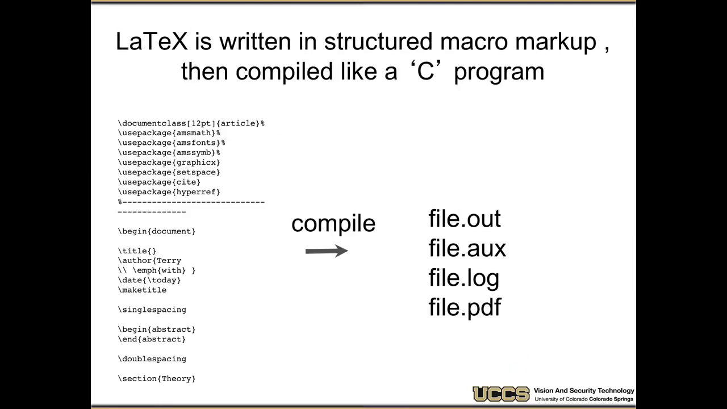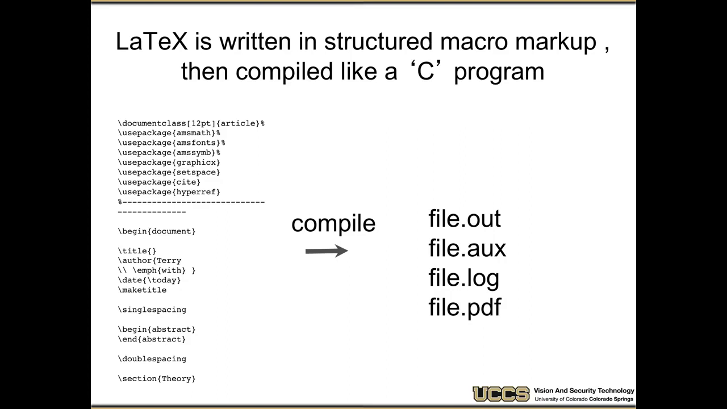So LaTeX is a macro structured language where I have a slash, the name of the macro, and then arguments show up in squiggly braces. Required arguments show up in squiggly braces. Optional arguments show up in square braces. So this has a bunch of packages. Here's an argument to the author command. Here's an argument to the date command, which takes the command today. They're actually all just a bunch of low-level commands walking through. When I compile that with LaTeX, depending on how I compile it, it will produce a file.out, a file.aux, a file.log, and a file.pdf.